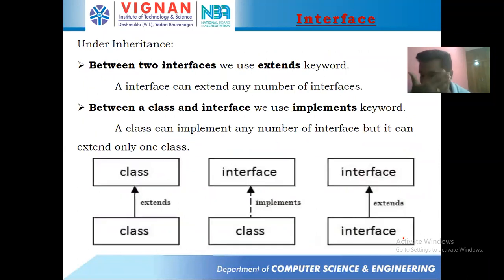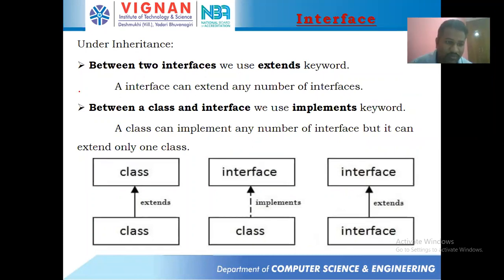Now between classes, you already know, if I have a class called A and a class called B, and I want to extend class A with respect to class B, between these two I'm going to use a keyword called extends. So between classes, if you want to extend a class with respect to another class, we use the keyword extends. Between class and interface, we need to go with the implements keyword.